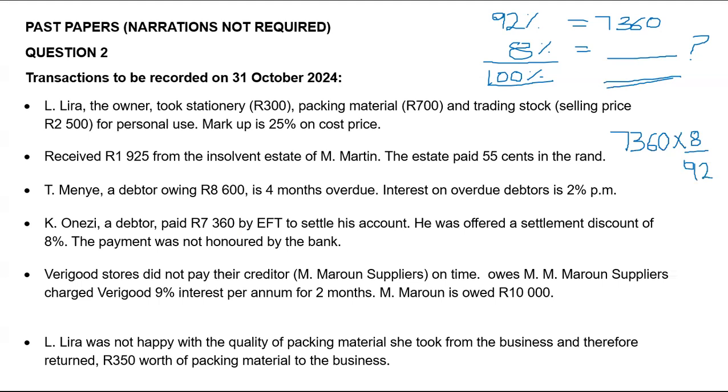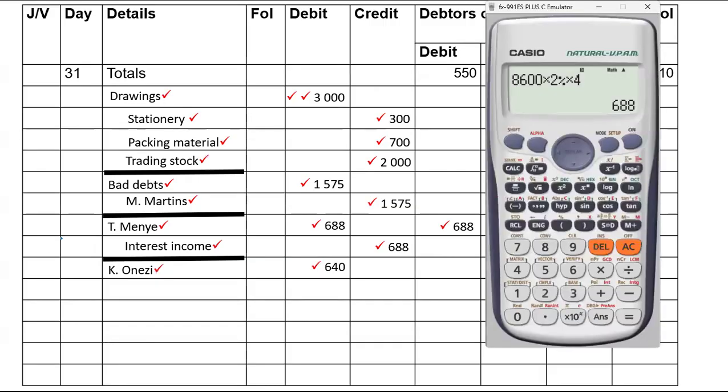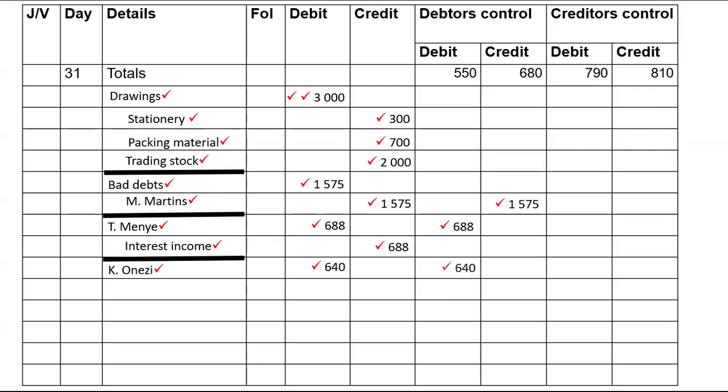So to cancel the discount, you will debit K1Z with that 640. So how did I get this 640? It is the 7,360 multiplied by 8 divided by 92%, which will give us 640. Because K1Z is a debtor, we will record it on the debit side of debtors control. Then we credit discount allowed, underlined to show that the transaction is complete.